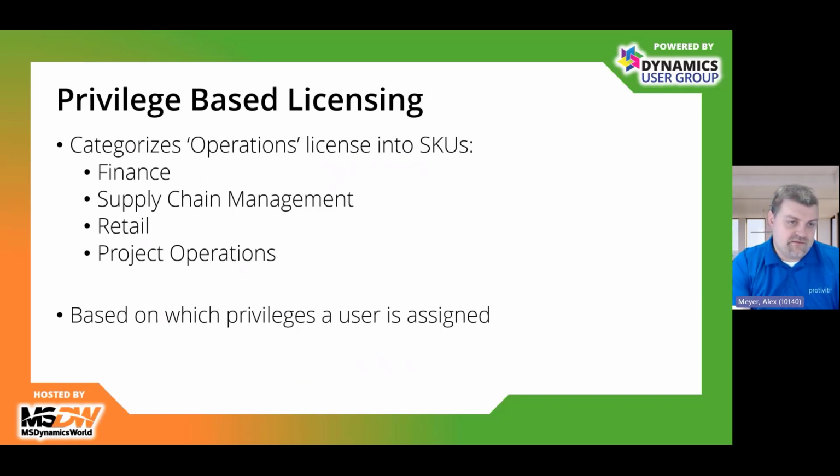All right, so we talked about entry point based licensing. Let's go ahead and switch gears to the privilege based side. Entry point based licensing categorizes the license requirement into operations, activity or team member. Privilege based licensing is only going to apply to users that require that operations level license, and it's going to break down that operations level license into the different license SKUs that they could potentially be assigned: finance, supply chain management, retail, project operations. What this does is look at the privileges that user is assigned and determine which license or licenses are required based on those privileges.